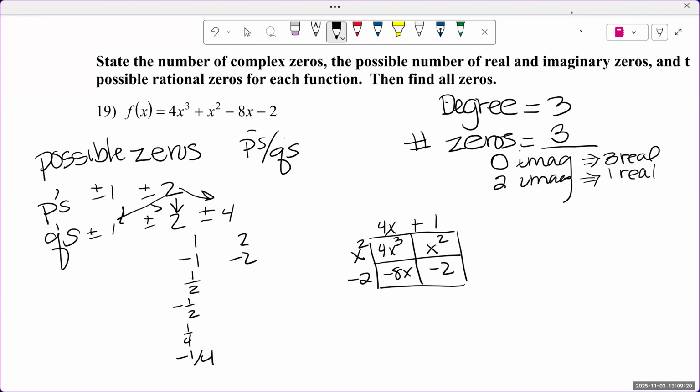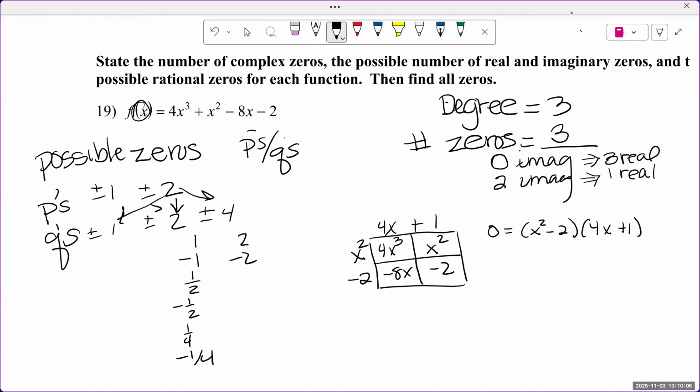So if we're finding the zeros, let's put a 0 here. We can factor this into x squared minus 2 times 4x plus 1. Okay, so hopefully you can see, if you could factor it, you could actually skip a lot of work. I like to try and see if I can factor it.